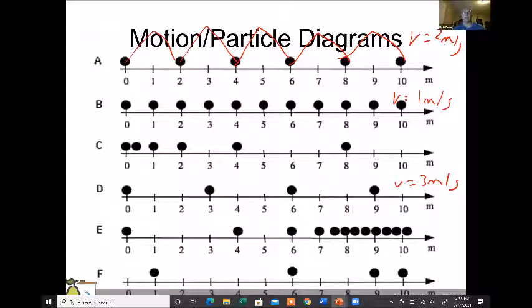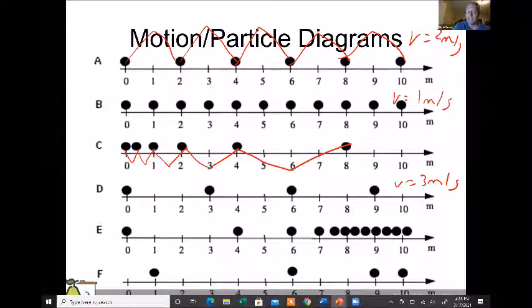All right, so now let's look at C. Who can tell me what's going on in C? It's moving faster. It's accelerating. That's the word I was looking for. It's accelerating, because notice in the first second, it doesn't go very far. In the second second, it goes a little bit further. The third second, even further. The fourth second, even further. And the fifth second, even further.